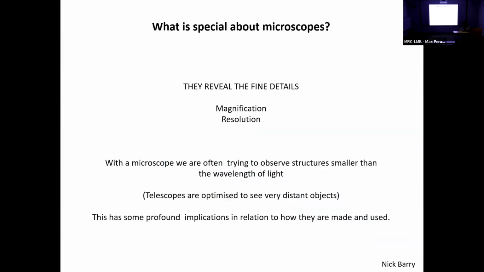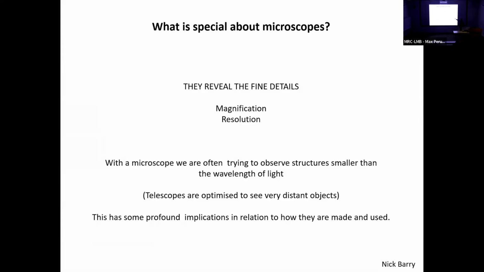What is special about microscopes? Well, they are designed to reveal fine details. For that, we need a couple of things. We need magnification. We've got to get it big enough so that the human eye can actually resolve the details. And it also has to have resolution. It's got to capture the fine details and relay them into the image frame. Those two things are necessary. It was easy to build magnification, but it was much harder to get resolution.